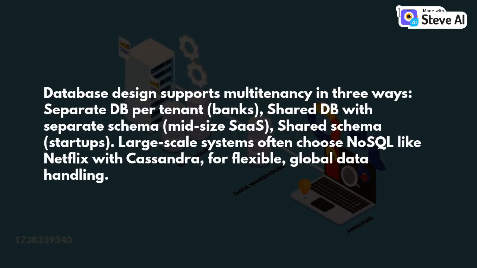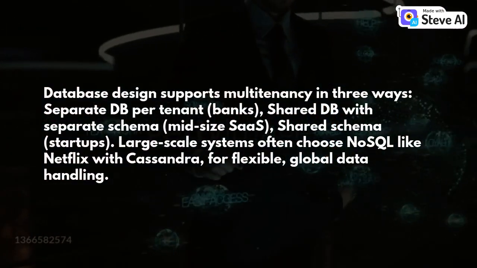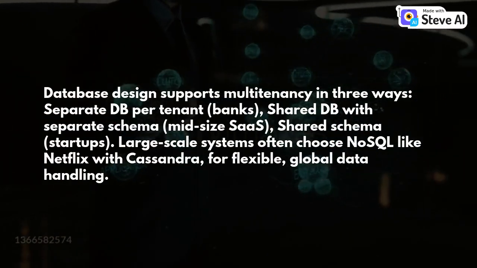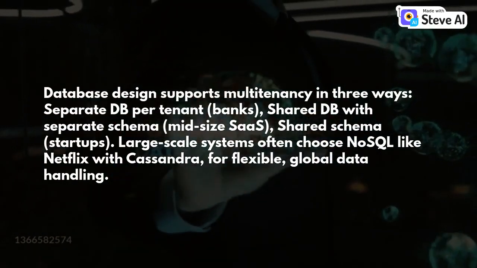Database design supports multi-tenancy in three ways: separate DB per tenant, banks; shared DB with separate schema, mid-size SaaS; shared schema, startups. Large-scale systems often choose NoSQL like Netflix with Cassandra for flexible, global data handling.